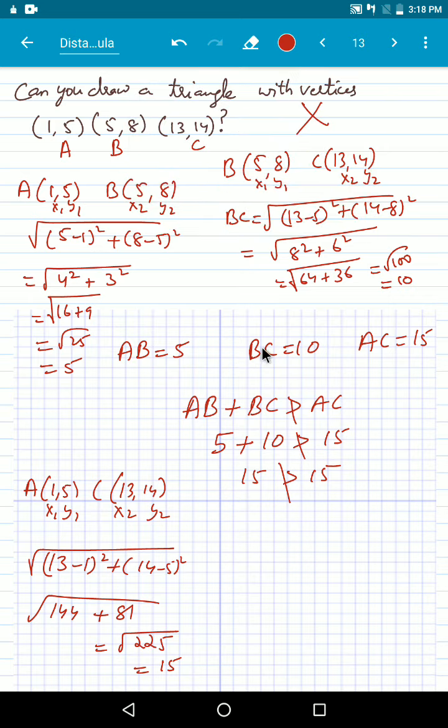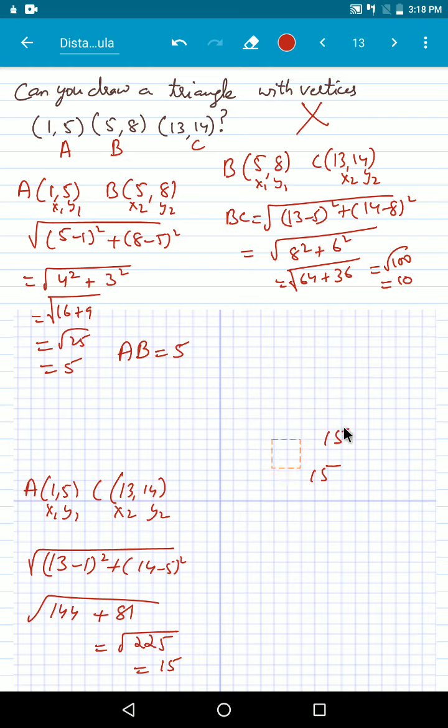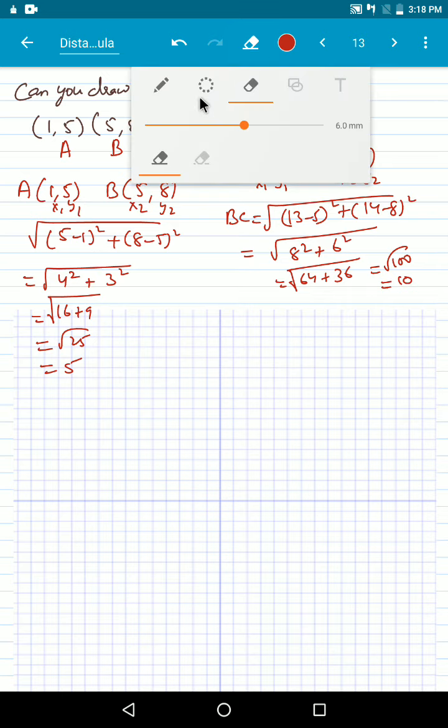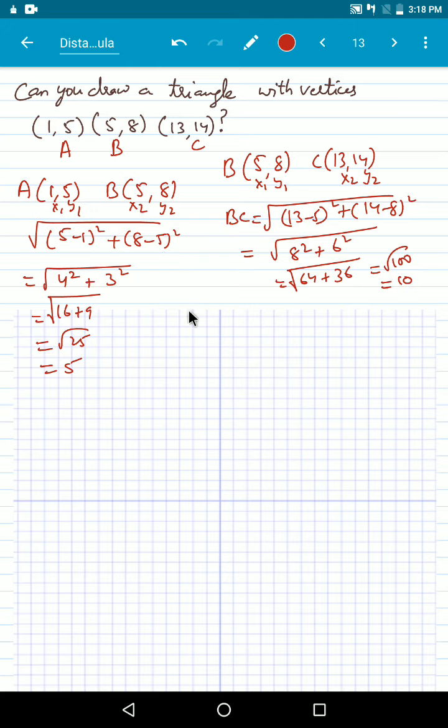Okay, let us verify using the graph. I hope you understood this. See, let us plot (1, 5). I need to plot the points, right? 1 2 3 4 5, 6 7 8 9 10 11 12 13, and here 1 2 3 4 5 6 7 8 9 10 11 12 13 and this is 14.